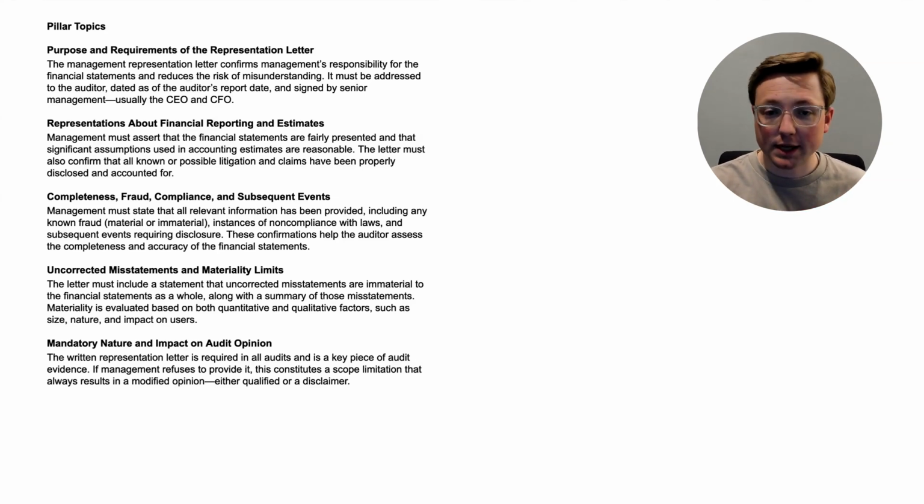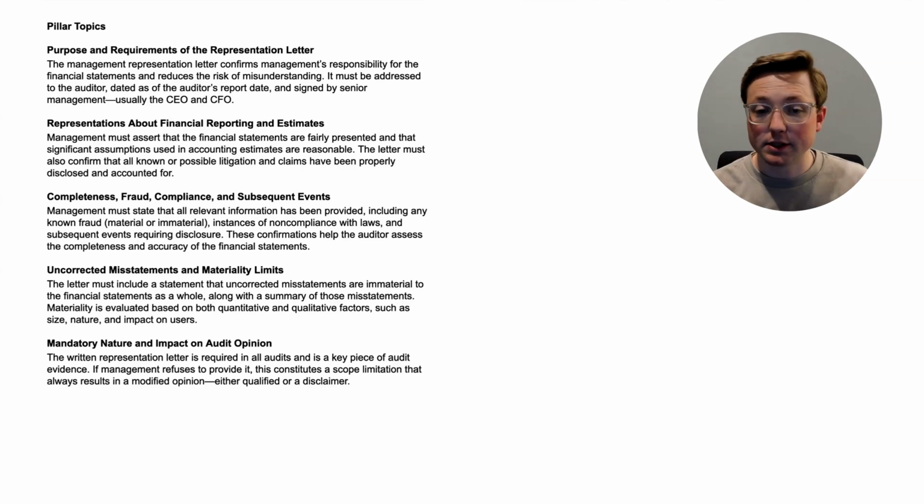First, let's talk about the purpose and requirements of the representation letter. And by the way, overall, even though the idea behind this topic was written representation, really it's talking about the representation letter from management almost all of the time. Anyway, the management representation letter confirms management's responsibility for the financial statements and reduces the risk of misunderstanding. It must be addressed to the auditor, dated as of the auditor's report date, and signed by the senior management, and usually that is the CEO and the CFO.